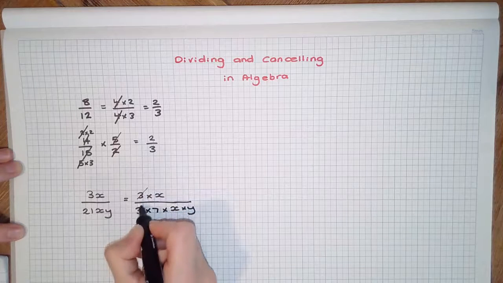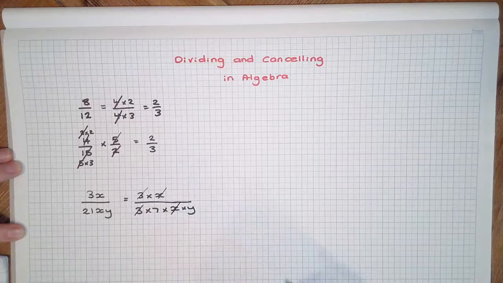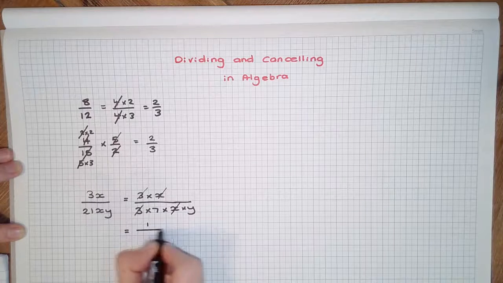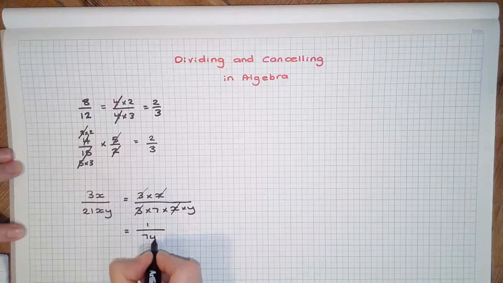Well, now we have a 3 in the numerator, 3 in the denominator. We have an x in the numerator, x in the denominator. Now we're left with nothing on the top. That seems odd. We're going to put a 1 there, and I'll explain why in a minute. On the denominator, we have 7 times y, so 7y.